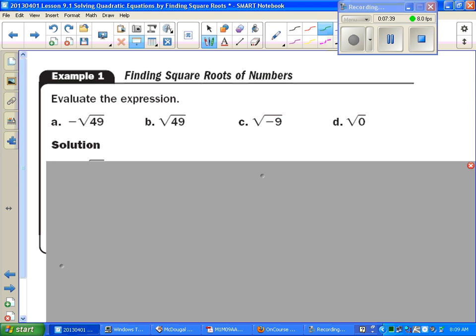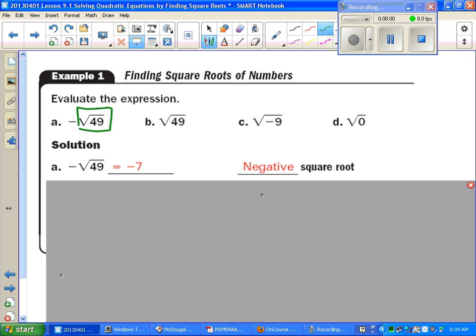Here's the first example, finding square roots of numbers. Notice letter A says negative square root of 49. So just like the one we looked at on the bell work, you don't include the negative when you're talking about what times itself is 49. What times itself gives you 49? The number 7 times itself gives you 49. But then your negative has to come down in front of the 7. So it is a negative 7 for letter A.